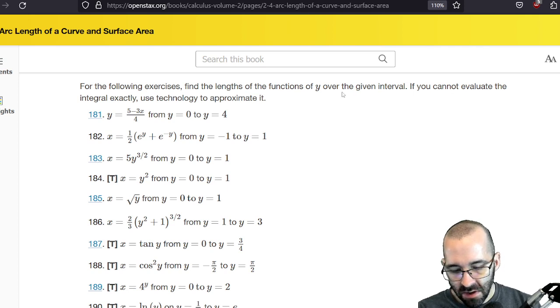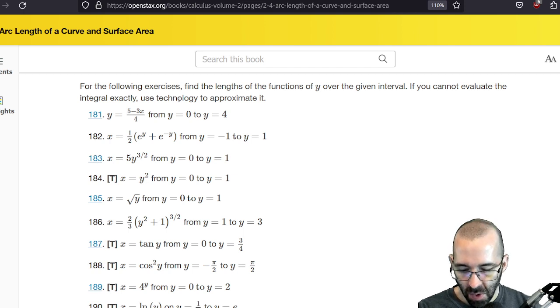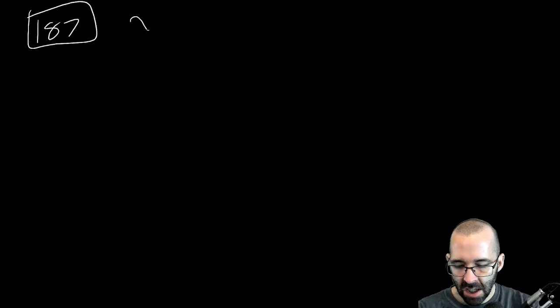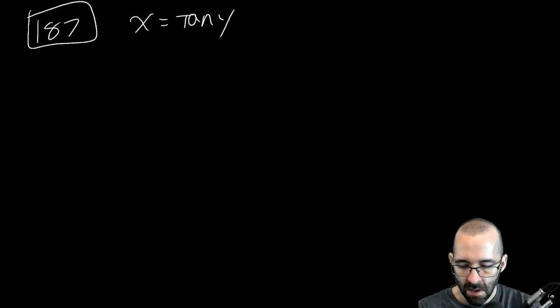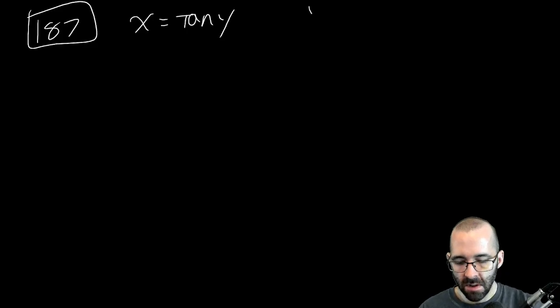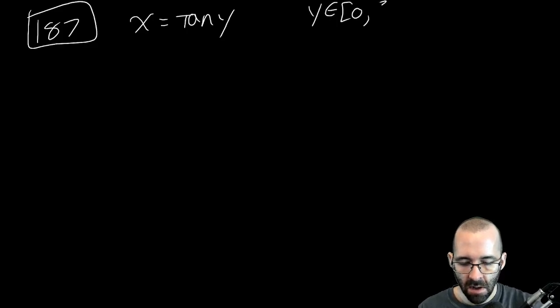Find the lengths of the functions of y over the given interval. If you cannot evaluate exactly, use technology to approximate this. I chose this one because of the trig function, the tangent. So we want x equals tangent of y, from y equals 0 to y equals 3/4.